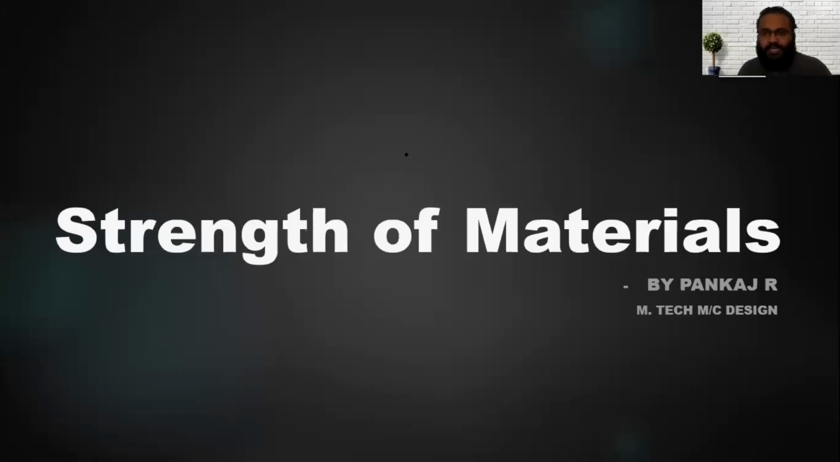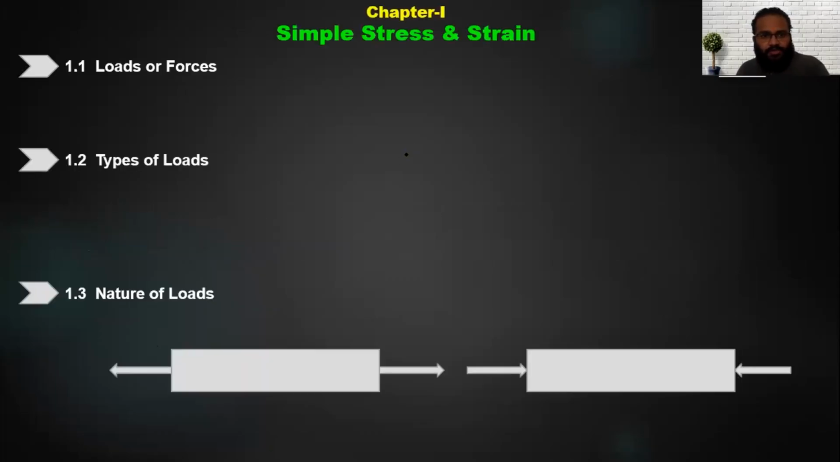So let's continue on. As you can see, strength of materials, that is our subject name. So let's go to the very first slide. We'll be directly starting with chapter 1, which is basically dealing with simple stresses and strains. So what are simple stresses and what are strains? We are going to discuss that. Okay, simple stresses and strains.